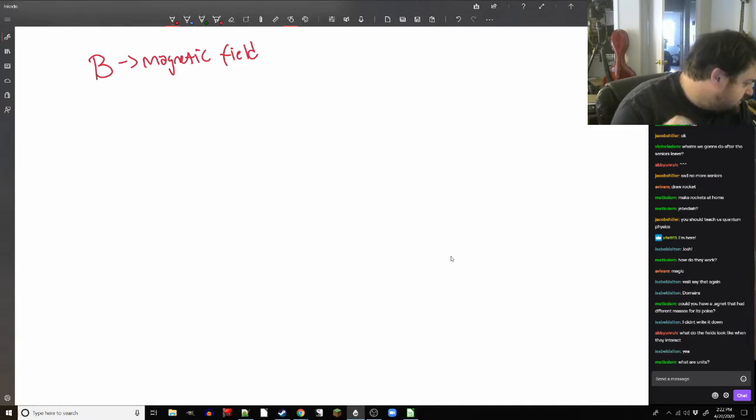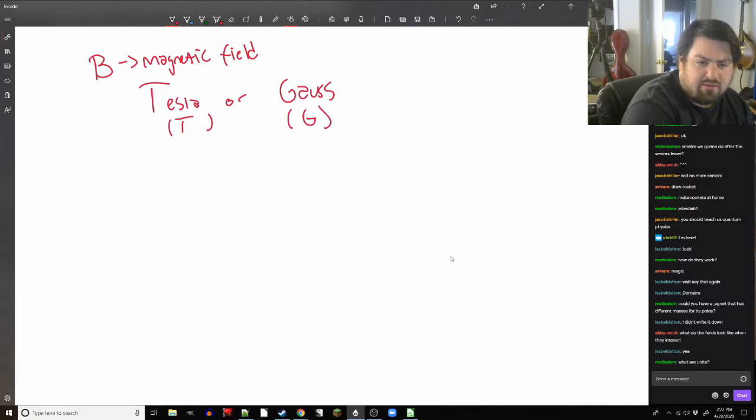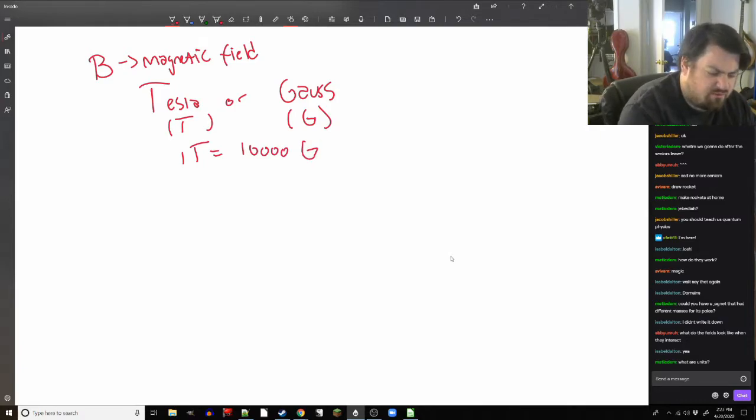The units. Good question, because that's literally the next line in my notes. The units of a magnetic field are either Tesla, T, or Gauss. I think it's just G. 1 Tesla is way bigger than a Gauss. 1 Tesla is 10,000 Gauss. Most of the magnetic fields we deal with on a daily basis are very small, so we're talking about Gauss, but I think Tesla is the standard unit.